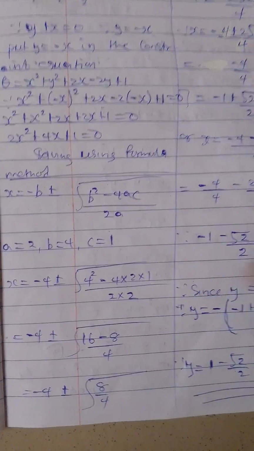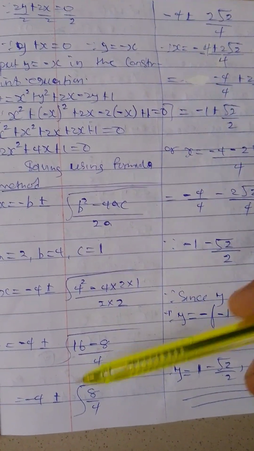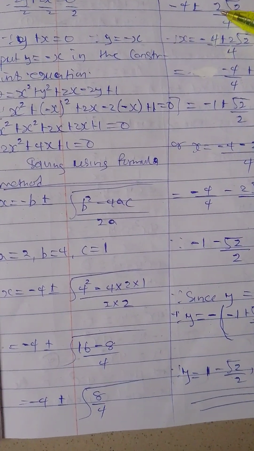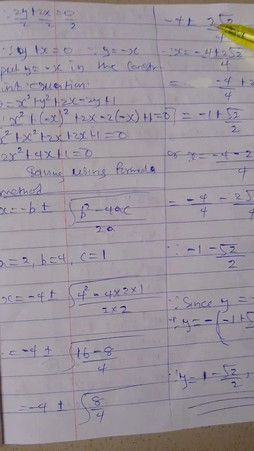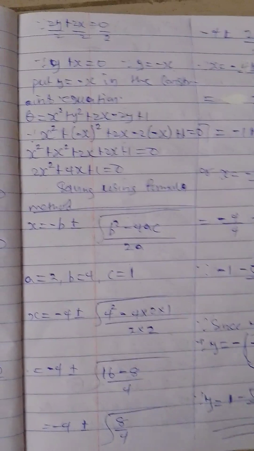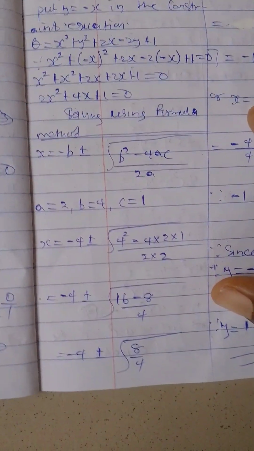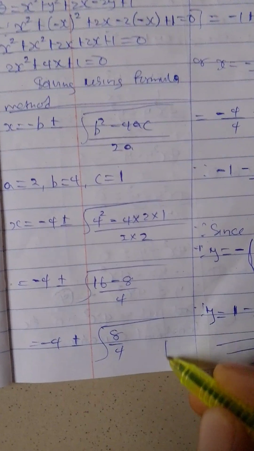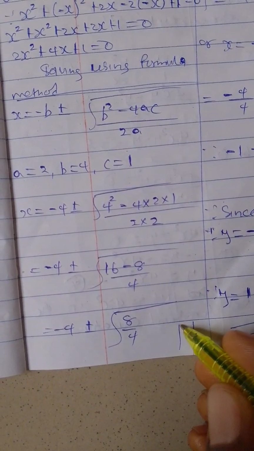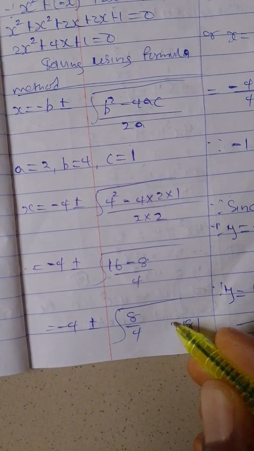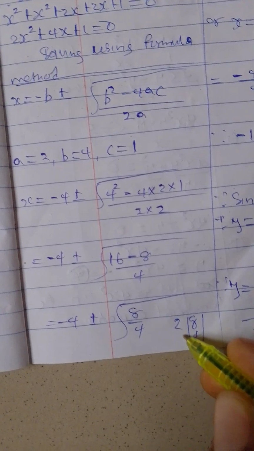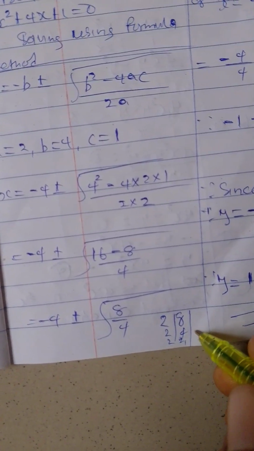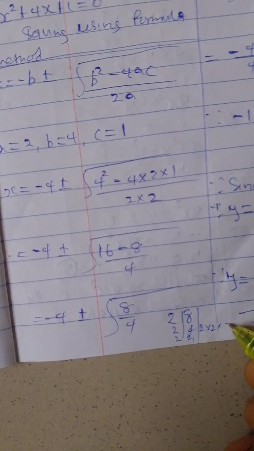So that becomes minus 4 plus or minus, now the square root of 8 is something like 2 root 2. How did I get it? This is 8, right? If I divide by 2, 8 divided by 2 is 4, 4 divided by 2 is 2, and 2 divided by 2 is 1. So therefore that becomes 2 times 2 times 2.